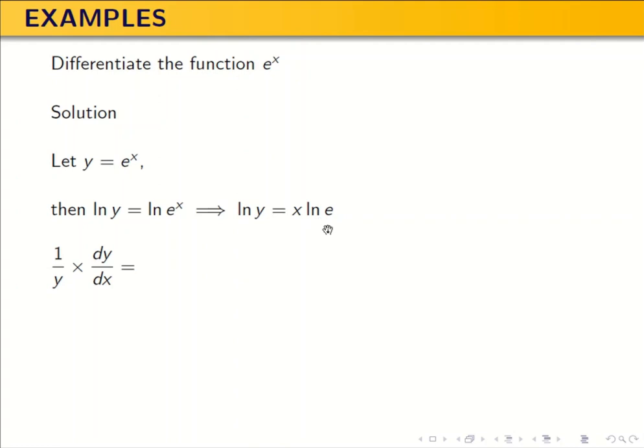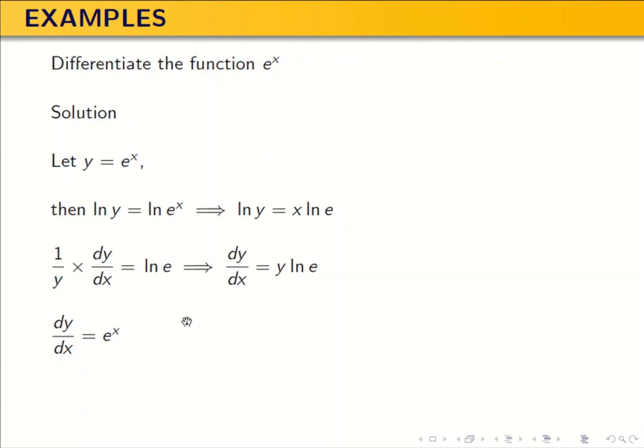Here ln e is a constant, so you just differentiate x and I'll get 1 times ln e. And this implies that I have dy/dx equals y ln e. But mind you, ln e is 1, like I said from here. So we get dy/dx equals e to the power x.